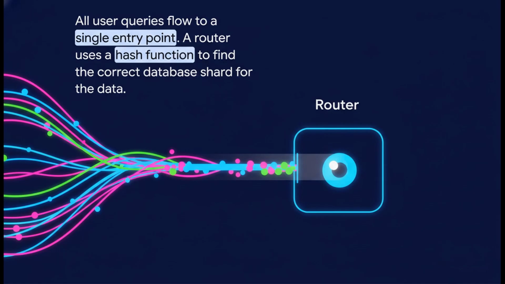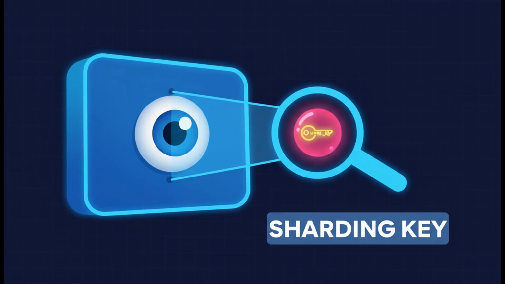So let's walk through how this works. Imagine every user query is like a glowing orb of data. They all flow toward one single entry point, a little intelligent box we'll just call the router. And the router's job? Super straightforward. It just peeks inside each of those data orbs and looks for one specific thing, the user ID, which we've decided is our sharding key.